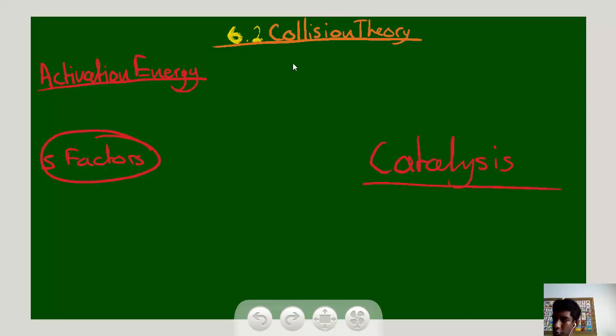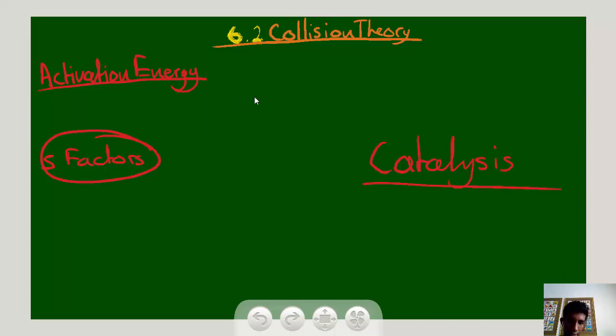Okay, so the next concept we'll be talking about is collision theory. Collision theory is essentially the interaction between atoms and how they collide with each other, which in turn leads and stimulates the reaction. So the first concept is activation energy, and activation energy is defined as the minimum amount of energy that colliding particles must possess for a collision to result in a reaction.